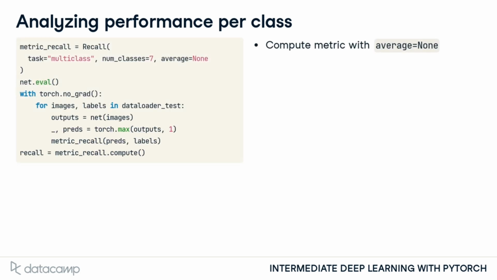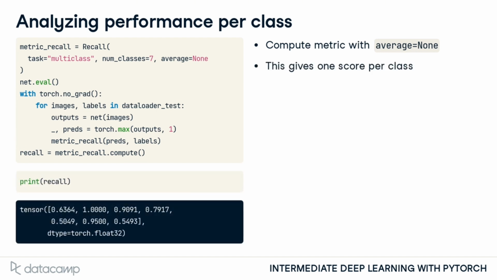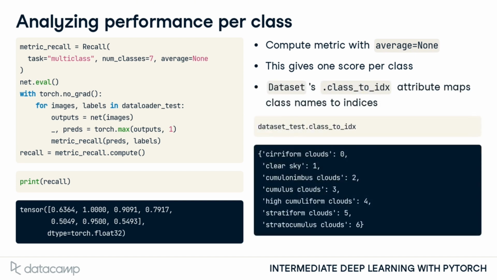We repeat the evaluation loop with the metric defined with average equals none. This time, we only compute the recall. We get 7 scores, 1 per class, but which score corresponds to which class? To learn this, we can use our dataset's class_to_idx attribute, which maps class names to indices.